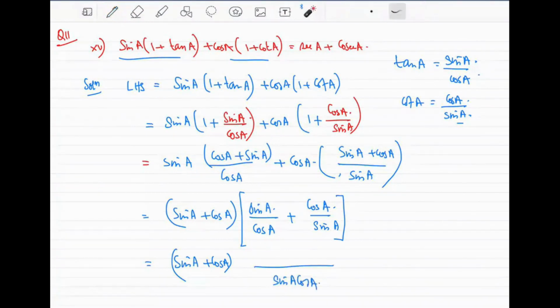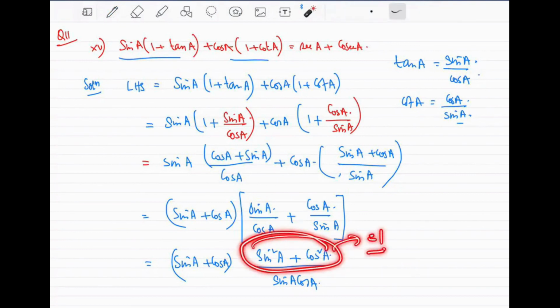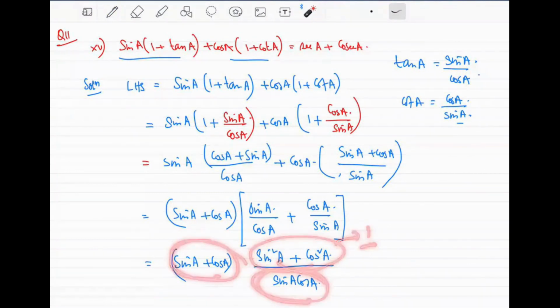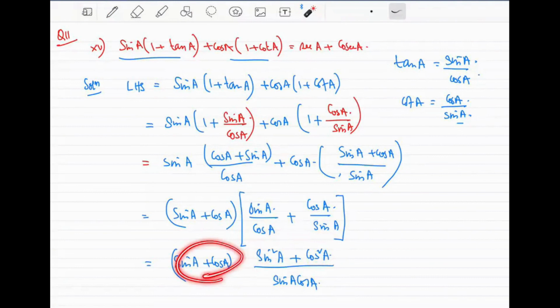And if you cross multiply sine A and sine A, how much is it? It's sine square A. And if you multiply cos A and cos A, it is cos square A. How much is this part? Sine square A plus cos square A is equal to 1, right? We have been doing this. So we will replace this as 1. What is remaining then? Sine A plus cos A above, sine A cos A denominator. This is 1, so this above, this below.